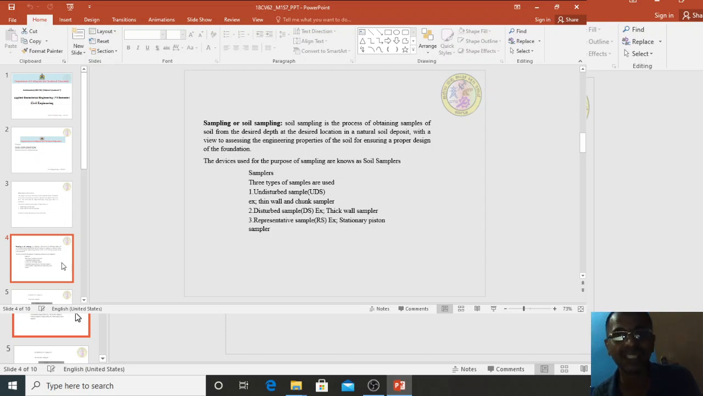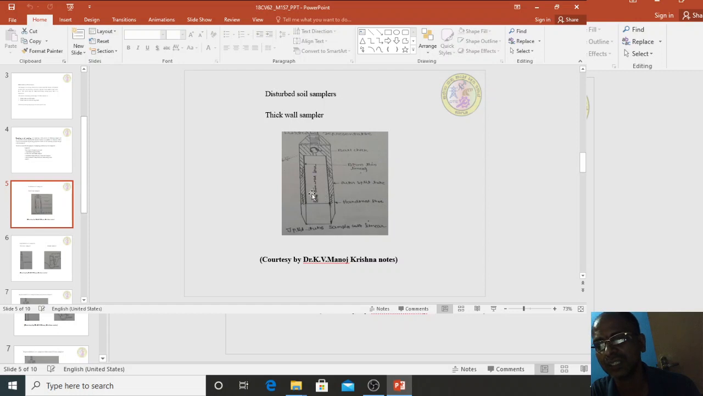To collect those samples, we use samplers. Samplers are tubes. One is the undisturbed sampler tube, which is a thin wall sampler, or we can go for the chunk sampling technique. Another is the disturbed sampler tube, called a thick wall sampler. Another one, the stationary piston sampler, is used for representative samples.